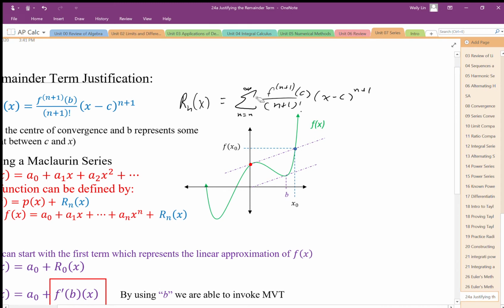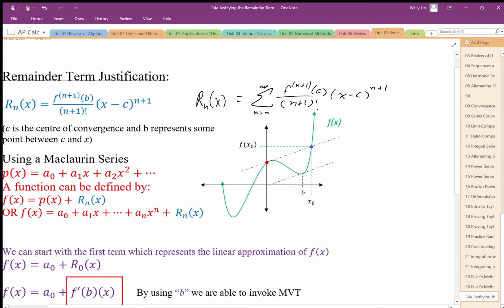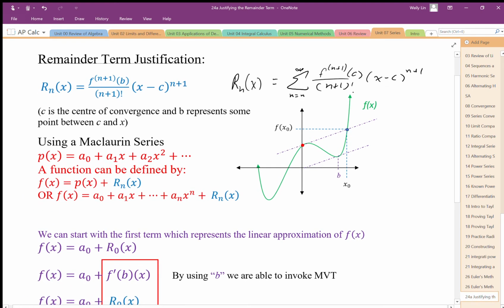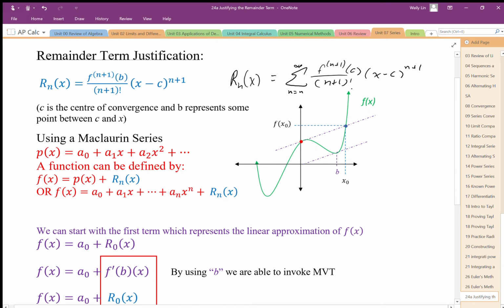But we can just say that the remainder of that series, the rest of the series that we chop it off from, represents the error. We can calculate the error using a form of the next term, and we're going to justify this first using just the first term. So here we're going to use just a Maclaurin series, so it's going to be centered at 0. And this point b is going to be some point between the center and the point that we're trying to estimate.